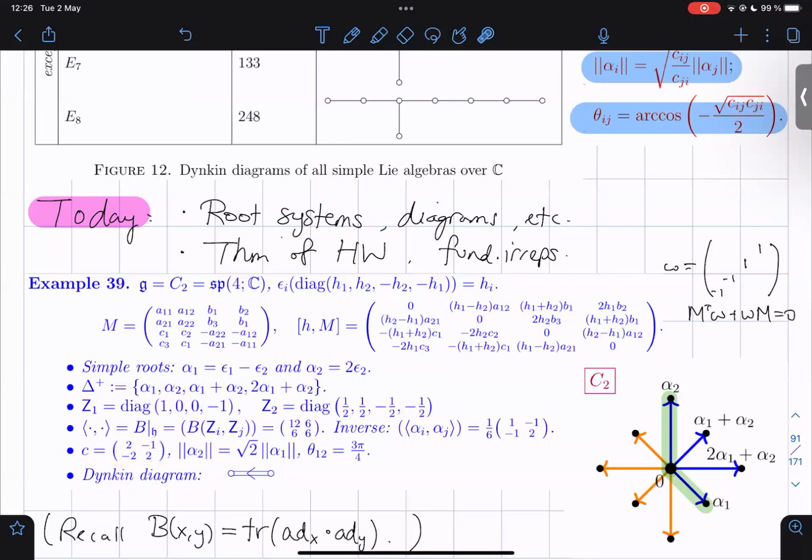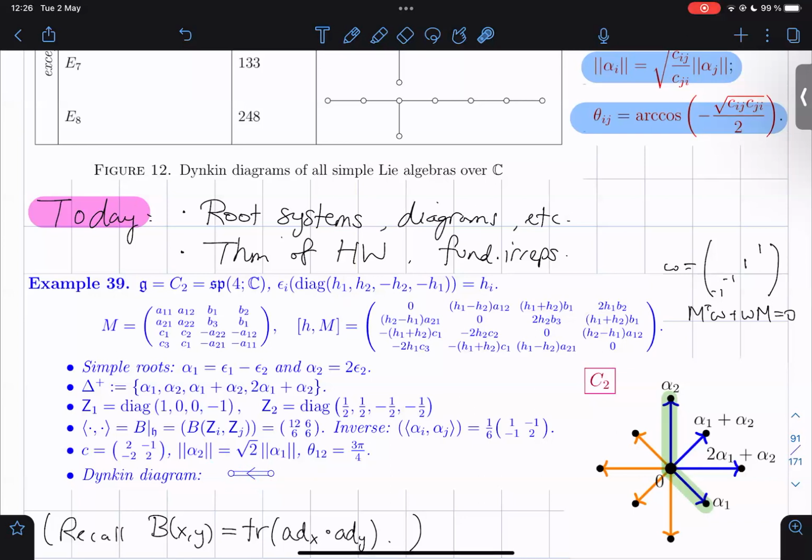Now the relative lengths. You use this formula that we derived over here, that this root is 2 times this one. And then the angle between them is 3 pi by 4. So the second one is longer than the first. The product here is 2, so I have a double bond. And then it's directed from long to short, so the arrow is in that direction.